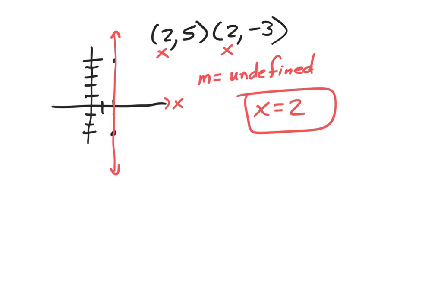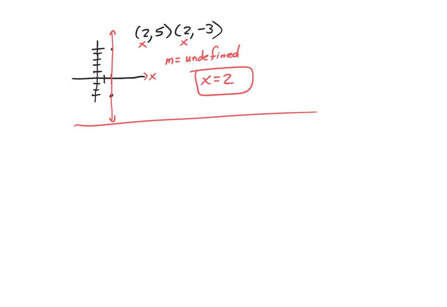When I see x equals 2 and my x values are the same, immediately I know that's an undefined slope. You don't have to graph it. I'm just doing that so you can see what's going on here. So we know it's an undefined slope, and we know the equation is x equals 2.